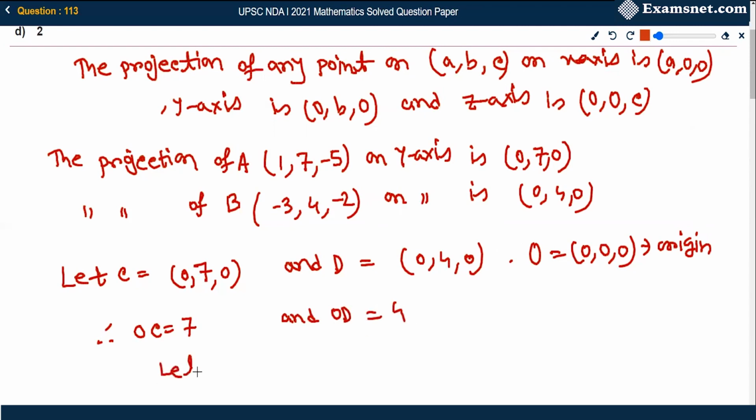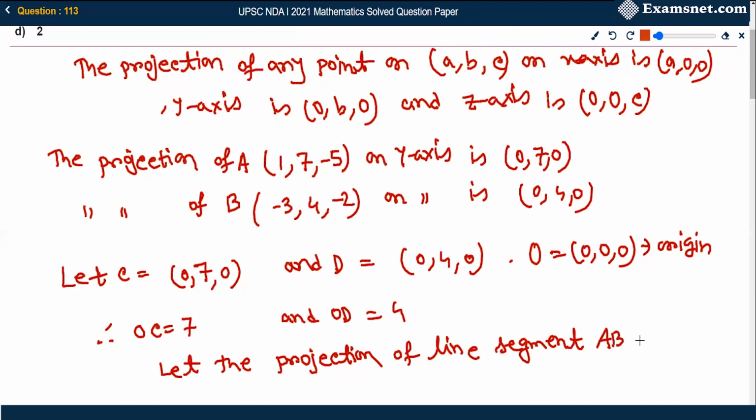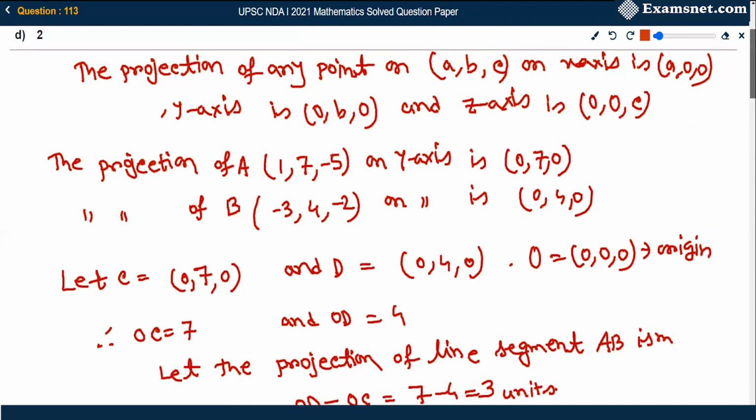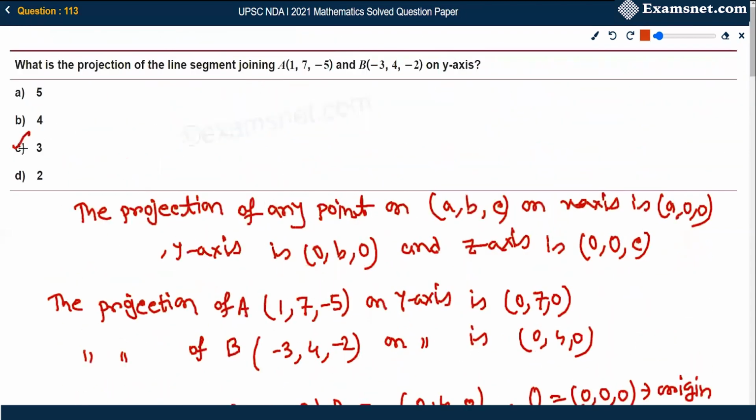So let the projection of line segment AB on the y-axis be M. We will get the value of M by OC minus OD. So here 7 minus 4 equals 3 units. So the correct option is option C, 3 units.